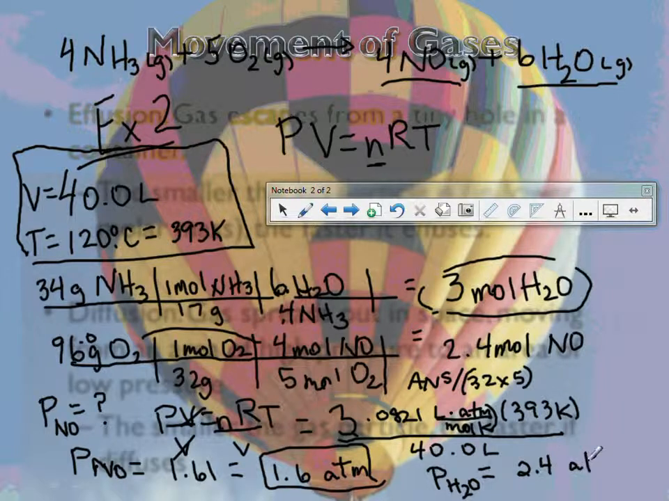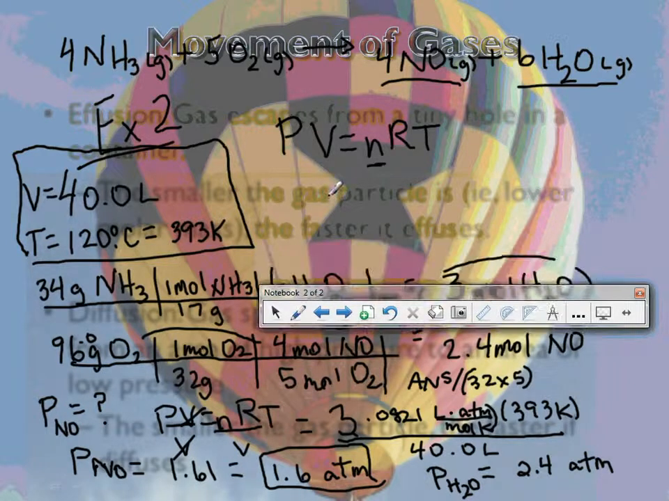And to find the total pressure, you're going to use Dalton's law again and add up all the pressures. Okay, let's find a space where we can do that. Total pressure right there.